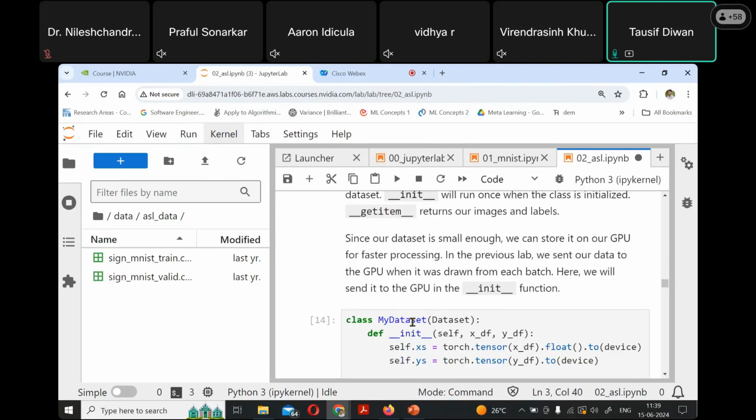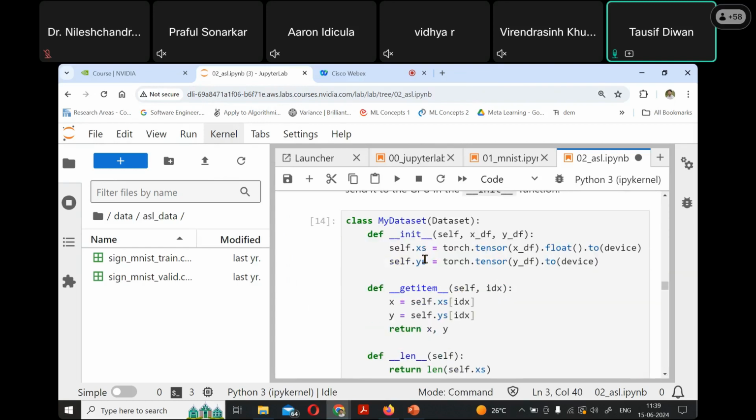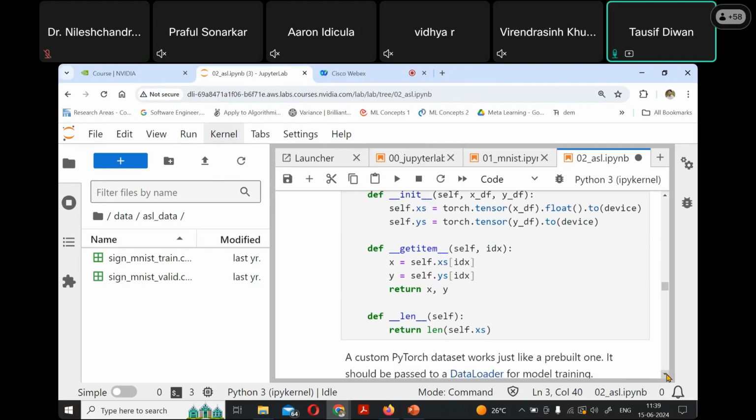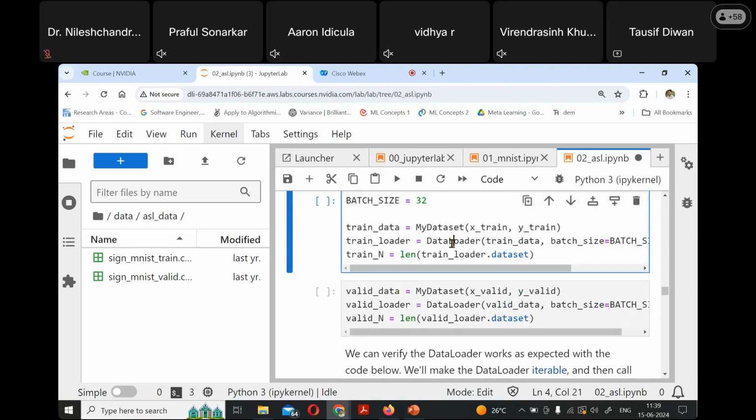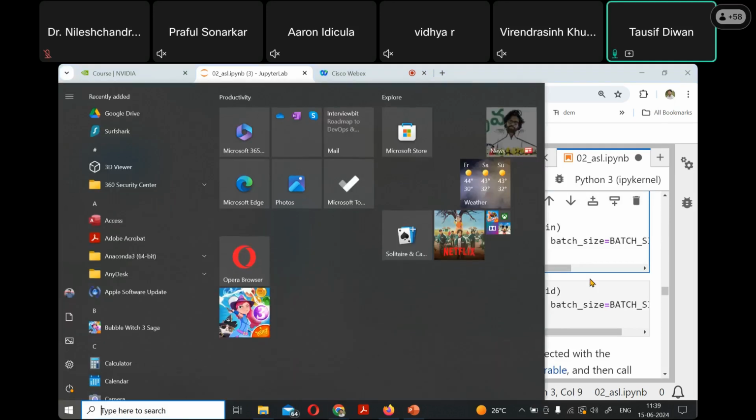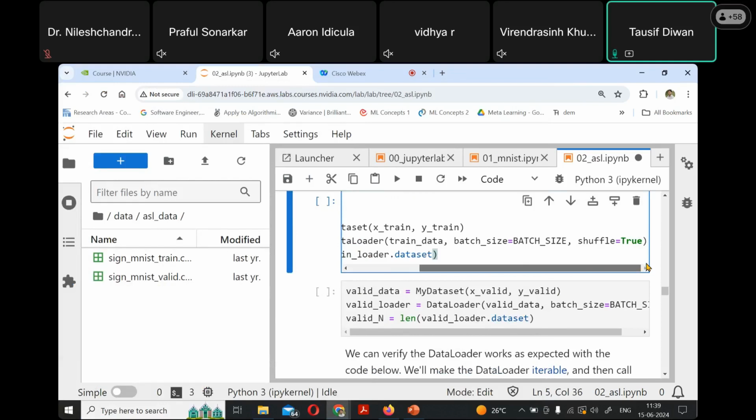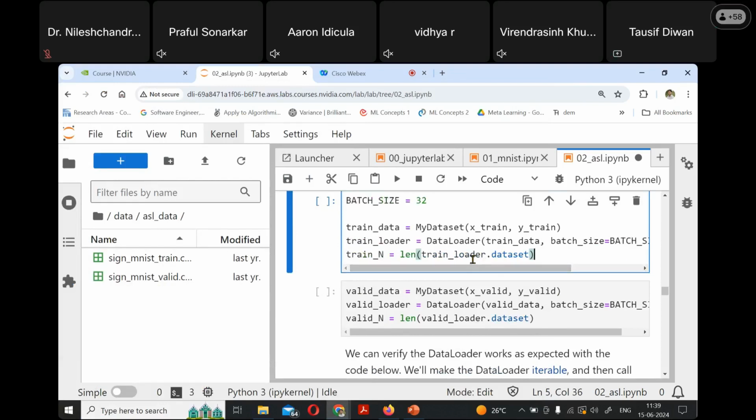See here my data set. Once we create an object, this method is called automatically. And what we do, self.xs is my training images and self.ys is my training set labels. Okay. Next thing, I need to create this data loader. Here in data loader, this training data is there, batch size is equal to batch size and shuffle is equal to true. Fine. I will also find out the length of this train loader. So the length of train loader dot dataset is stored in this variable train n.